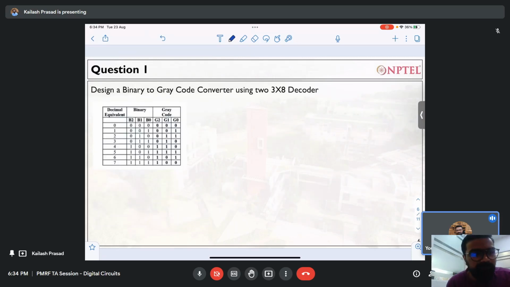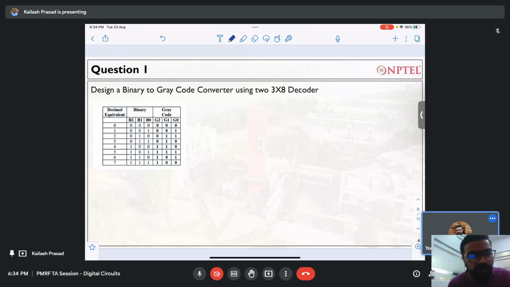So the very first question is, it's not an MCQ. The question is, design a binary to gray code converter using a 3:8 decoder. So this is the question. How to approach this question? And the other way around, it can also be given that this is the circuit, what does it do?